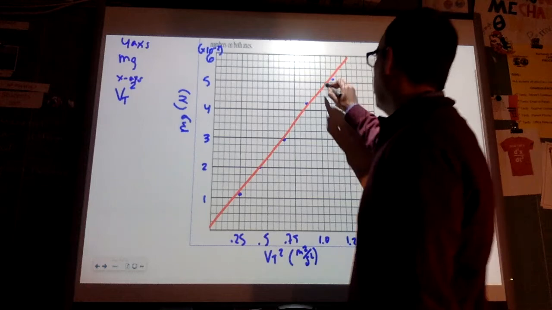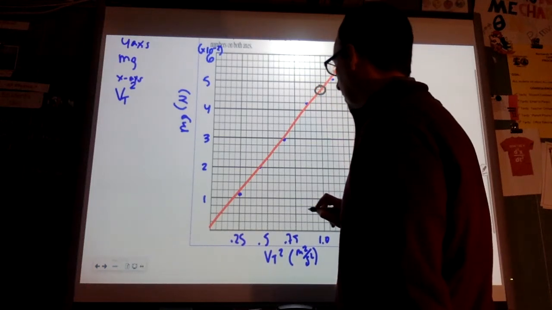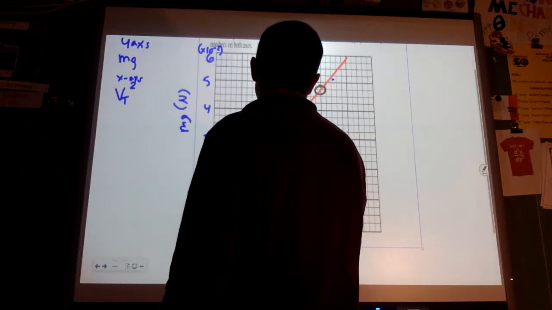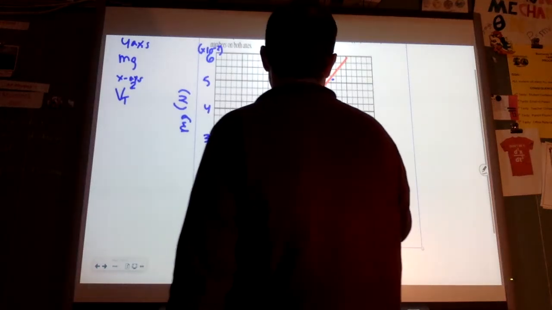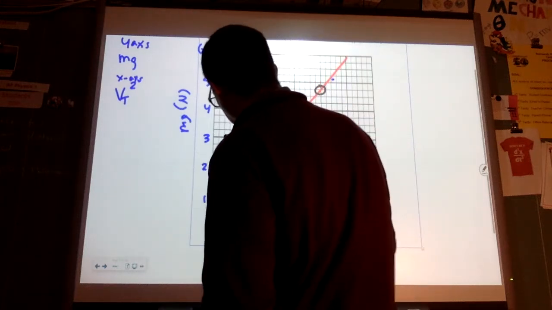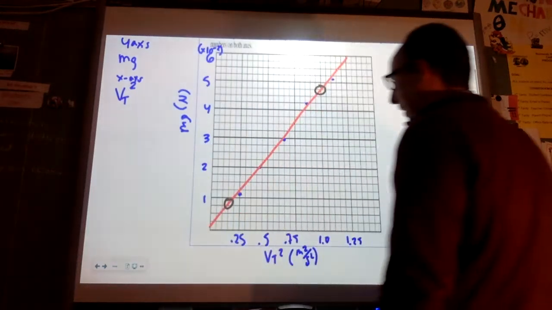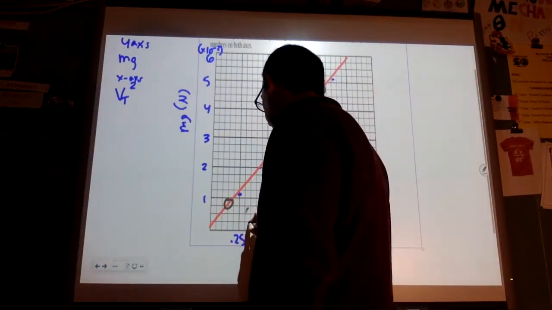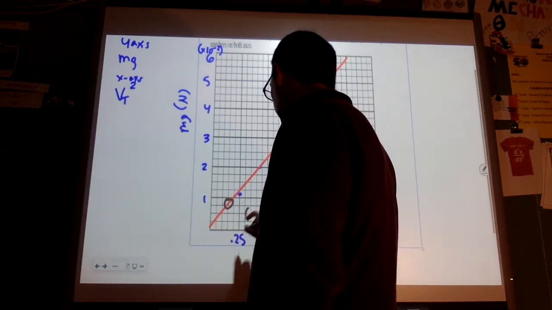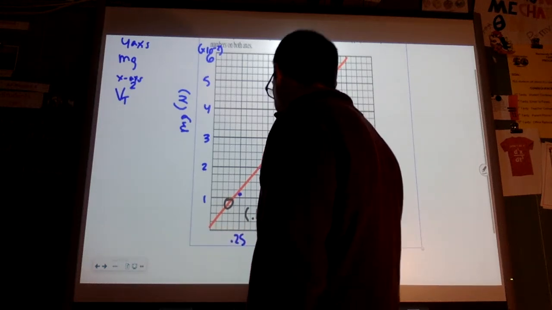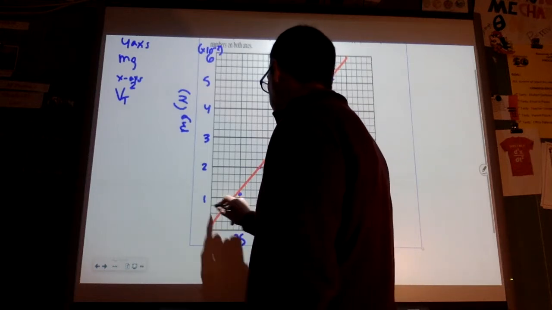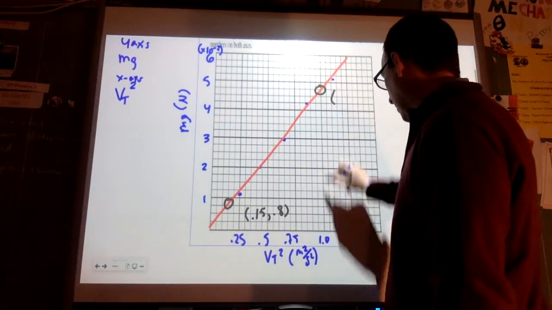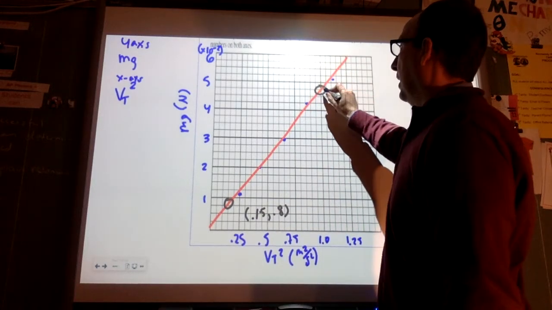All right, so I'm going to pick 2 points that are not my points, that are on this line. I'm looking for right where it crosses. They're also supposed to be far apart. That might be the closest that I have there. All right, so this one would be 0.15, comma, 0.8. And this one would be 1, comma, 4.8.